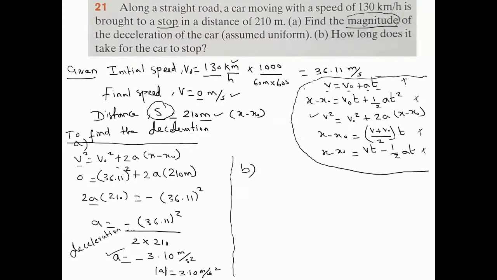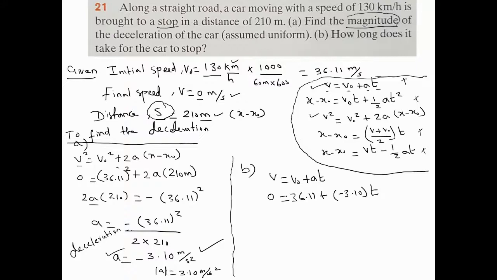If you see the first equation, our first equation is very easy for getting the value of time. So what is our first equation? v equals v naught plus at. And we know the value of v. What is your final speed? It is 0. What is your initial speed? It is given as 36.11. And we already found the value of deceleration. Our value of deceleration is negative 3.10. And time we are going to calculate.